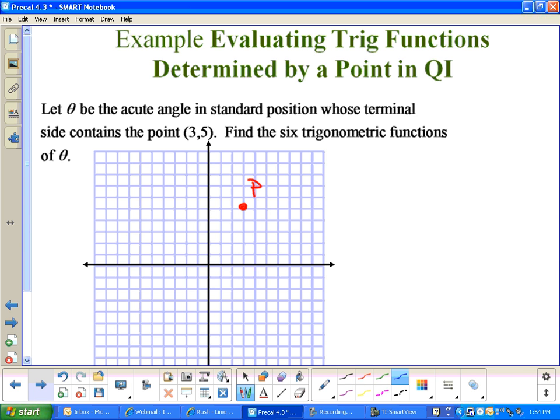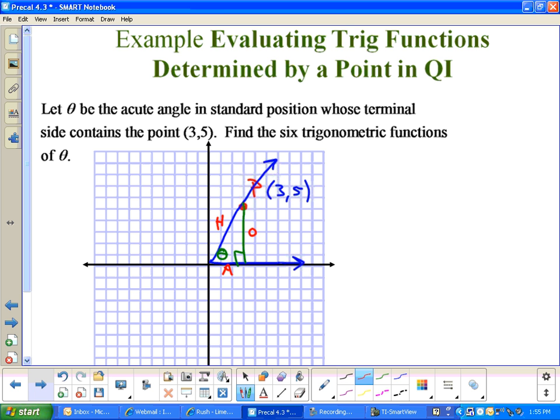Our initial angle is always the x-axis going out that way. Our terminal ray, or terminal side, ends up being the angle that goes from the origin up to point P, which again is at the point (3, 5). Now, how we find the 6 trig functions is this way. We drop a side straight down to the x-axis. And the angle we care about is the angle formed by the initial side and the terminal side. That theta, there's our right angle. You can now label the sides opposite, adjacent, and hypotenuse.